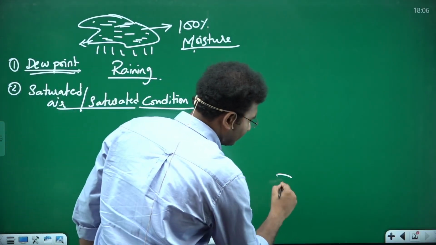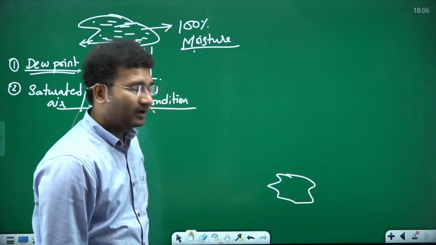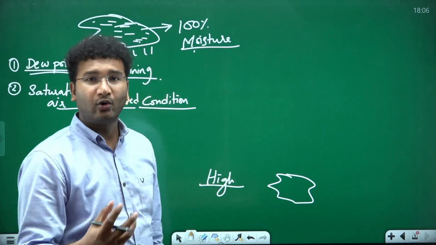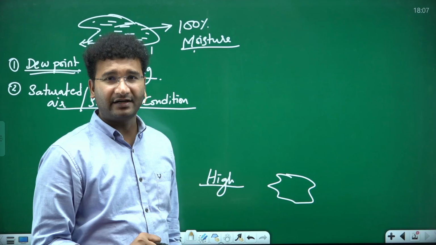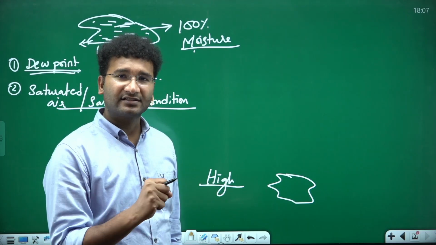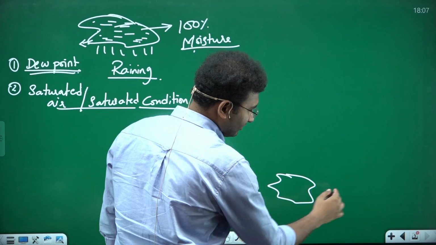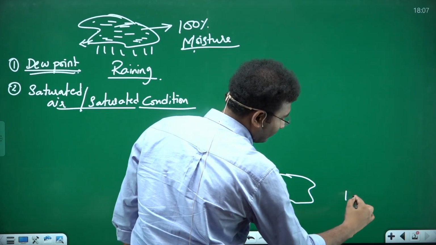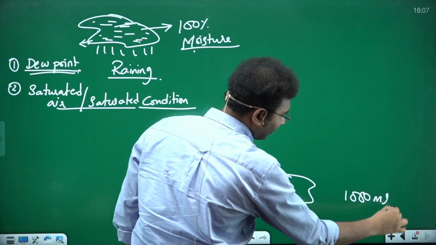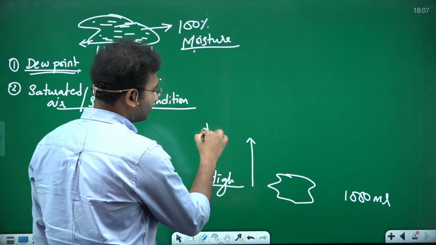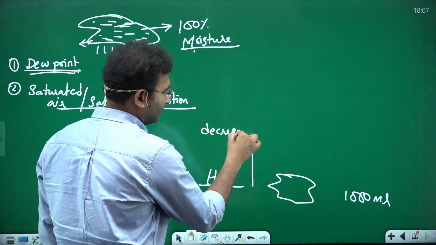Let's imagine there is a cloud. Okay? And if the temperature is high, this cloud can hold more moisture. Right? If the temperature is high, this cloud can hold more moisture. Let's say this cloud can hold here 1000 ml of water, but I have decreased the temperature. Right?